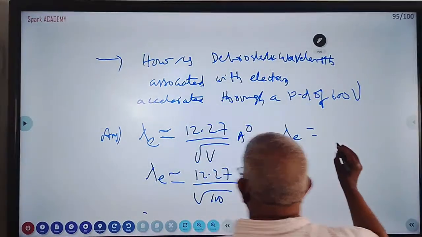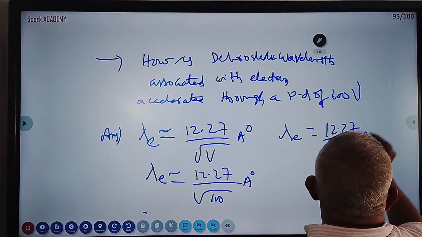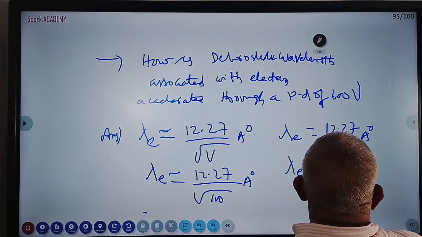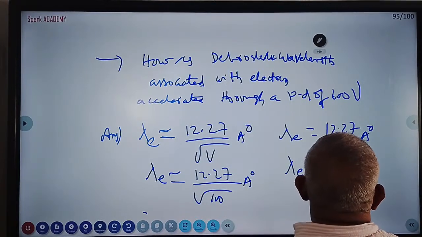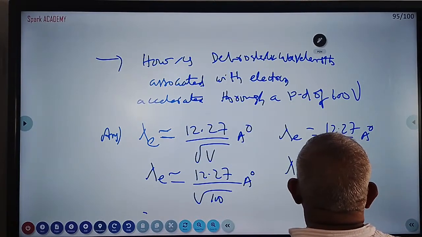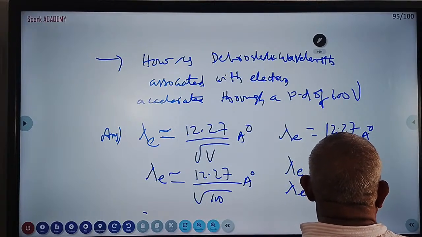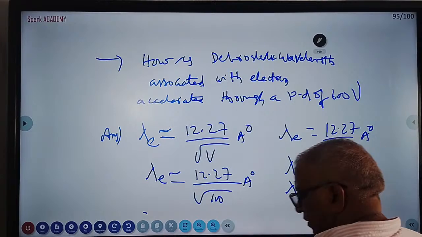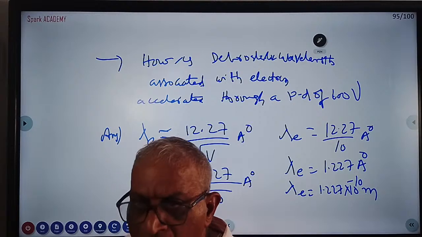So this is 1.227 angstrom units. If you want it in meters, you can write 1.227 times 10 to the power of minus 10 meters, since 1 angstrom unit is 10 to the power of minus 10 meters. This is the problem given in de Broglie.